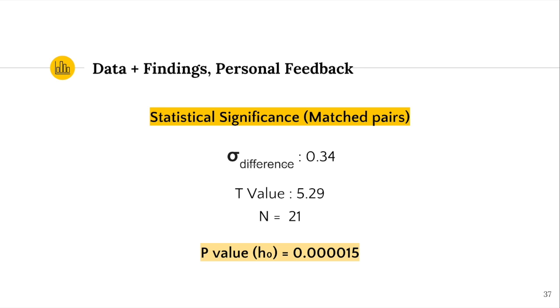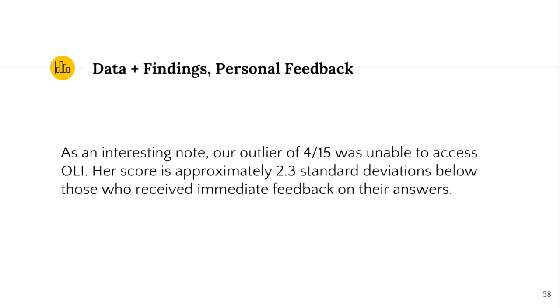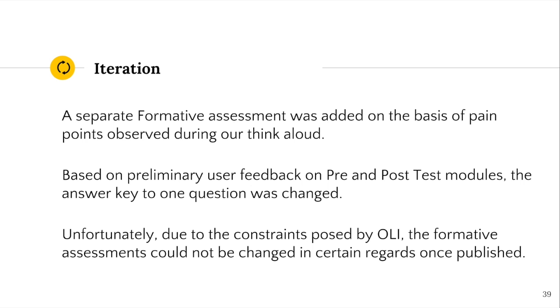Now, talking in terms of statistical significance, the standard deviation of the difference between the pre-test and the post-test came out around 0.34, and with a degree of freedom of 21, we reached a t-value of 5.29, which when you equate it, brings us to a p-value for the null hypothesis of 0.000015. So yeah, it's not a coincidence. And as an interesting note, our outlier of 4 out of 15 was unable to access OLI. So her score is approximately 2.3 standard deviations below those who received immediate feedback on their answers, and that just showcases how powerful immediate feedback can really be.